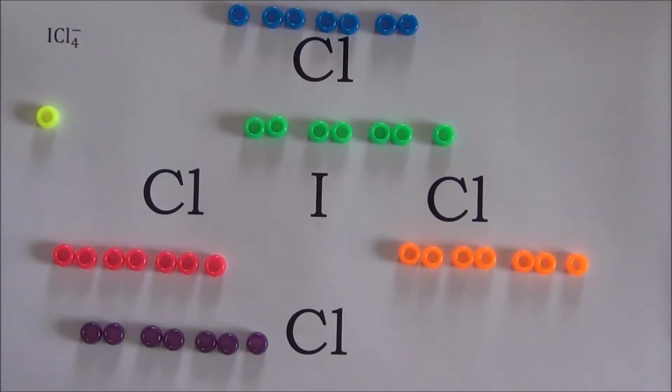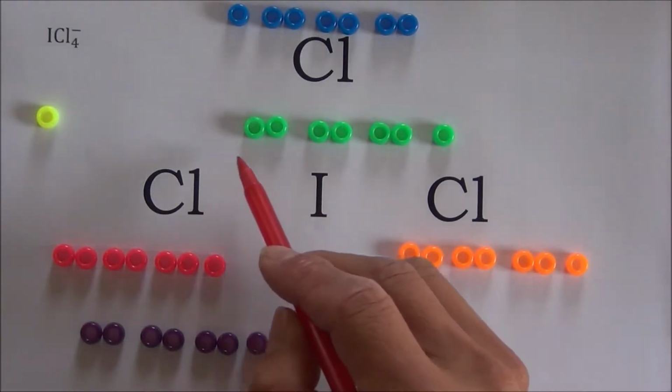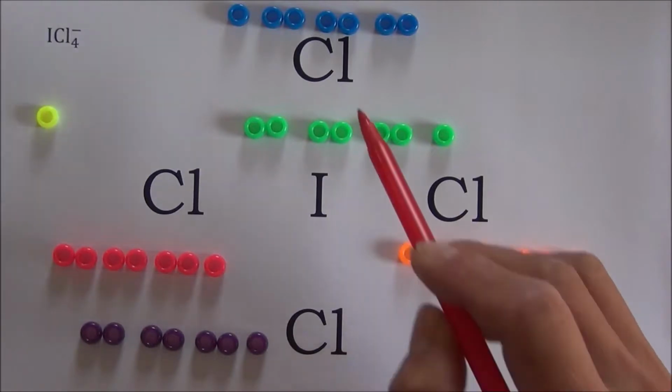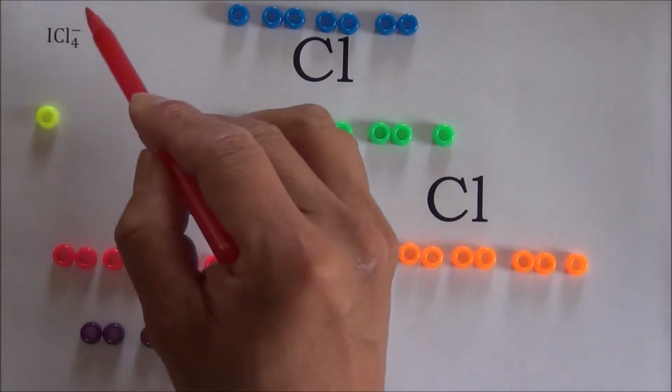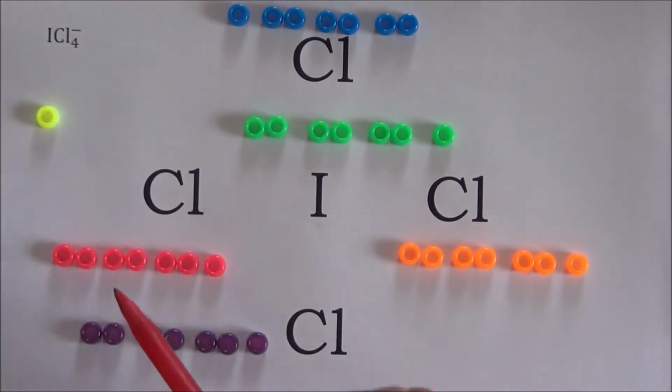The second step of this method is to place the valence electrons next to each atom. Each iodine atom has 7 valence electrons. Each chlorine atom also has 7 valence electrons. You can find the number of valence electrons of any atom from a periodic table. This ion has a -1 charge. Therefore, it has 1 additional electron. Now let me show you how I place the valence electrons next to each atom.